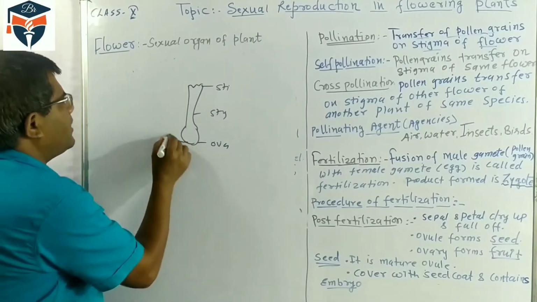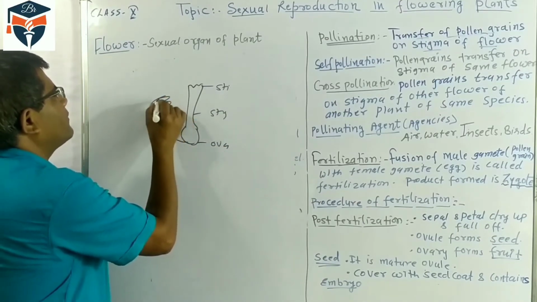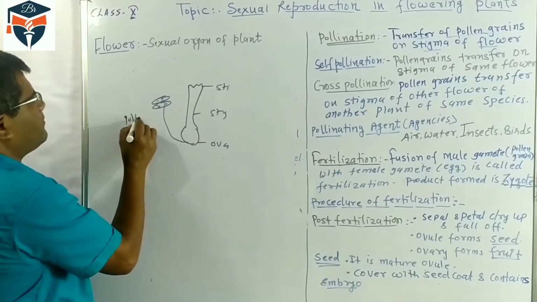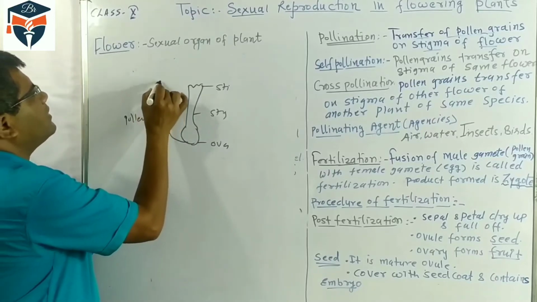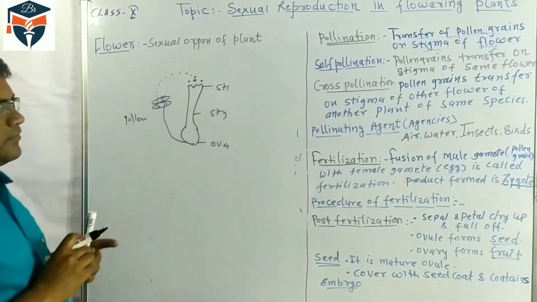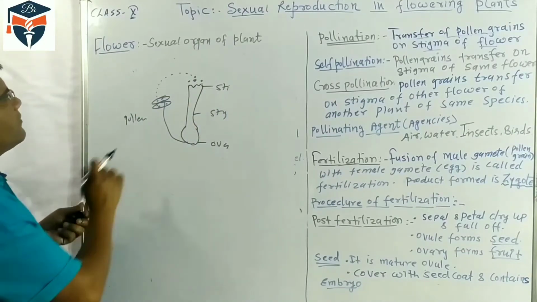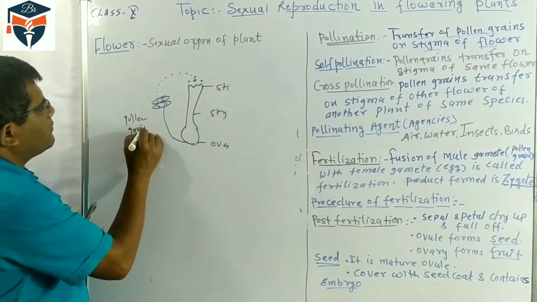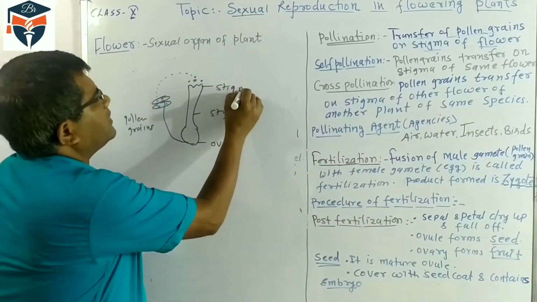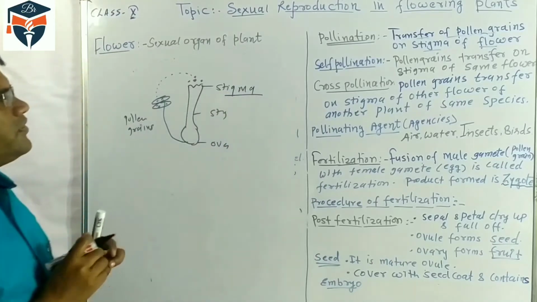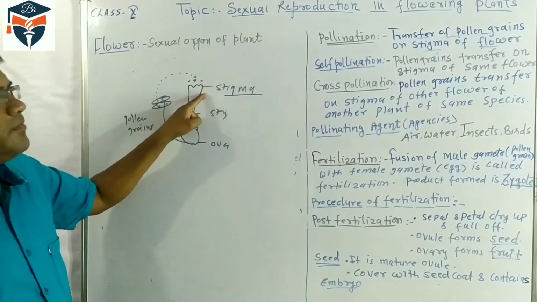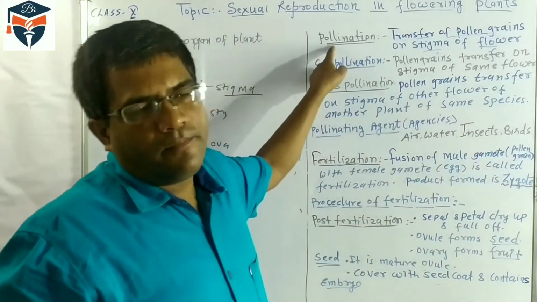So if I have the male part, here are the pollen grains. These pollen grains reach the stigma of the flower. So when pollen grains land on the stigma of the flower, this process is called pollination.